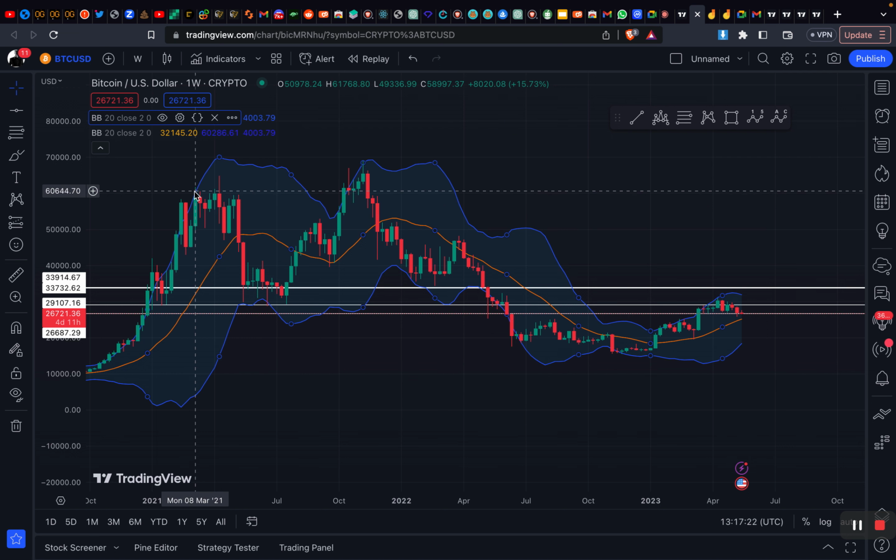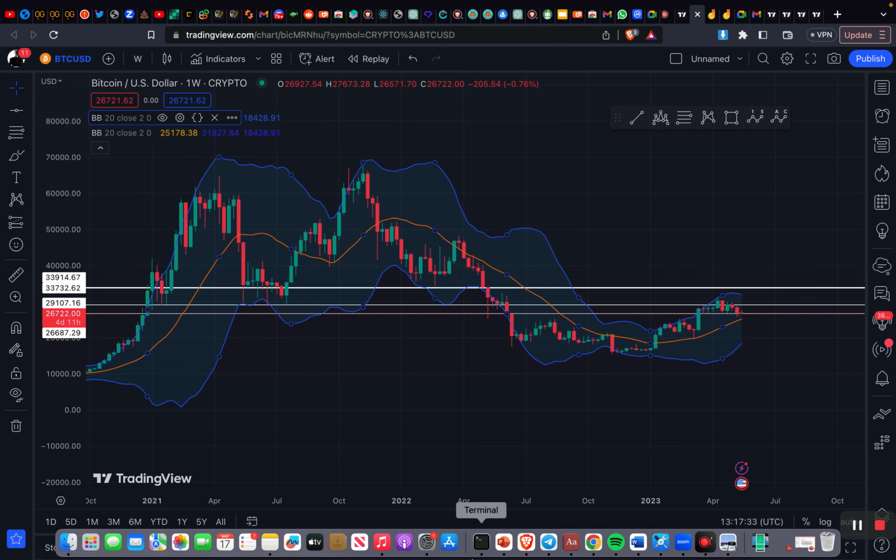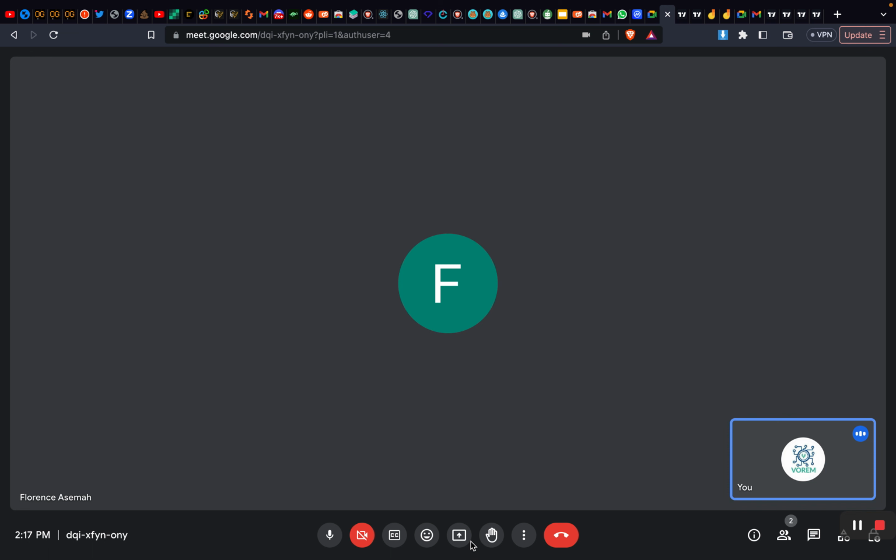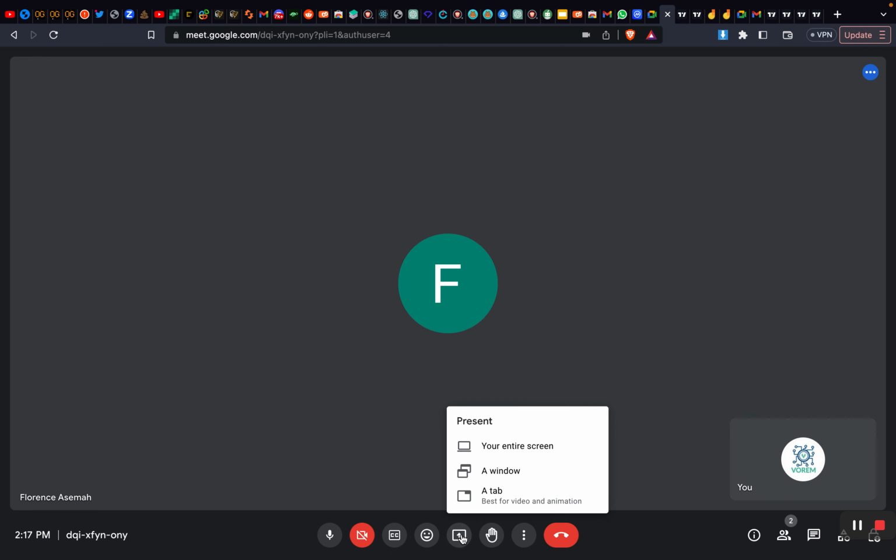Like now, see once when it was at the top of this Bollinger Band here, and it started. Once it's at the top, you can see that it shot out of the. Yeah, the screen is not showing. My screen is not showing. Oh my god. No. Okay, let me quickly present that information.